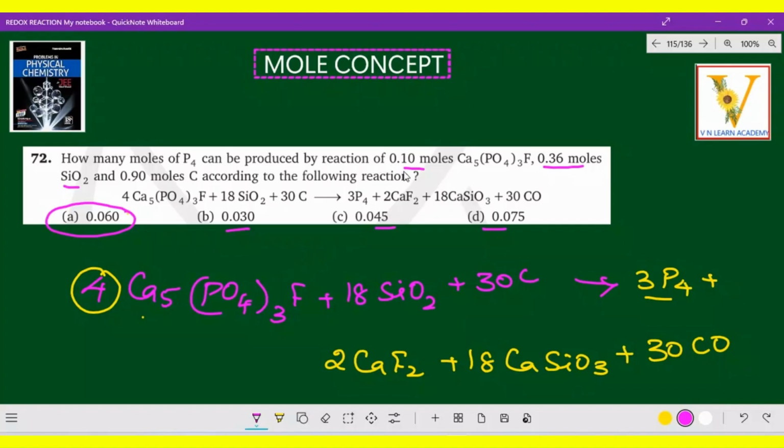Actually, in the question, they did not ask completely which is the limiting reagent, but indirectly they are asking that limiting reagent. We have to understand, right? I hope you got the clarity. Come on, let's go to the next question.